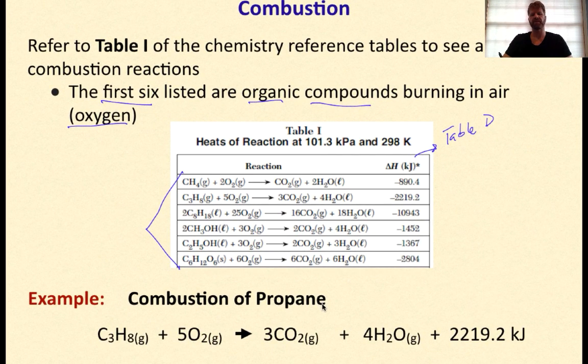Propane we recognize as a saturated hydrocarbon, particularly an alkane, recognizing the ane ending, and the prefix prop, meaning 3 carbons, C3H8, reacting with oxygen gas in a complete combustion to produce carbon dioxide gas and water, and an energy term here, 2,219.2 kilojoules. Since this energy term is on the right side or product side of the arrow, this means that energy is released to the surroundings.